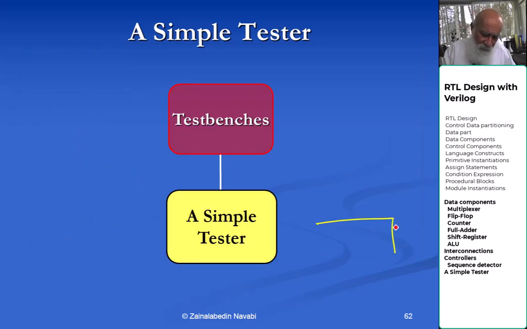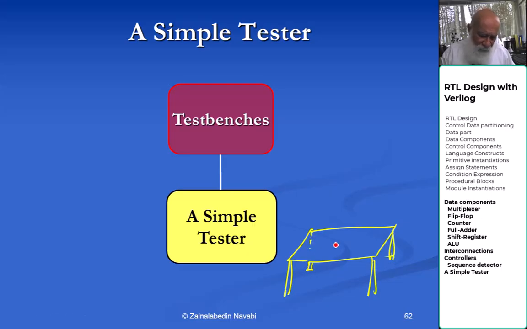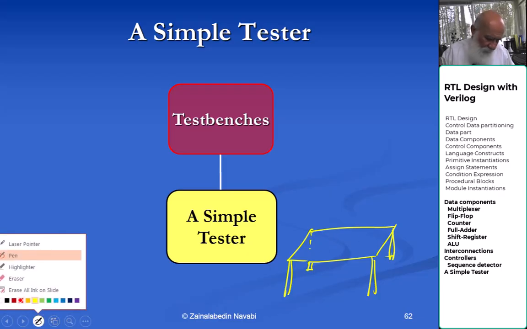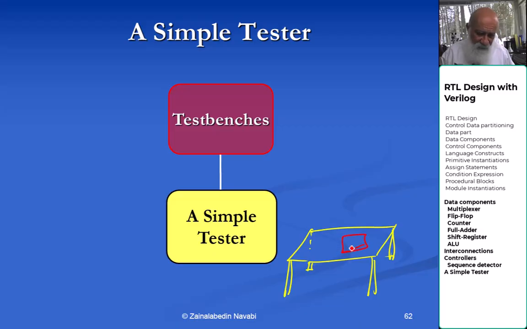Let's say this is my bench, and on my bench, it has 4 legs. Okay. On my bench, I put my, let's say, sequence detector. And then, on my bench, I will have something to generate data for the input, something for the clock input, for the data input, maybe for the reset input. And then I will observe the output on maybe an oscilloscope or something.